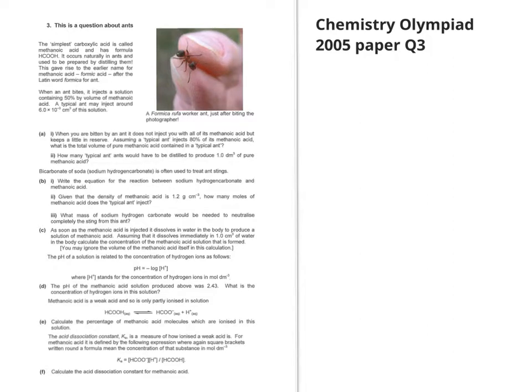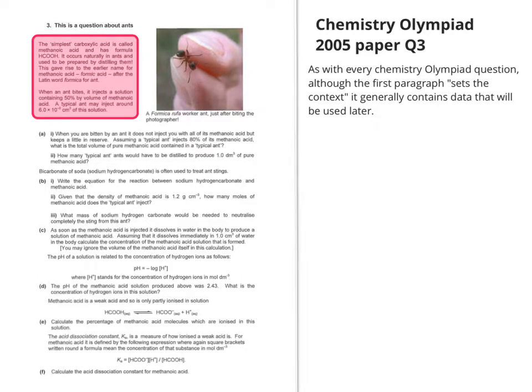Hello and welcome to this clip going through the Chemistry Olympiad Round 1 paper 2005 question 3. This question is about methanoic acid, and specifically the fact that it's found in the sting of an ant. It's associated with weak acid chemistry, so it should be applicable for second years rather than first years, because it brings some of the Ka and pH calculation work in that is covered in the second year.